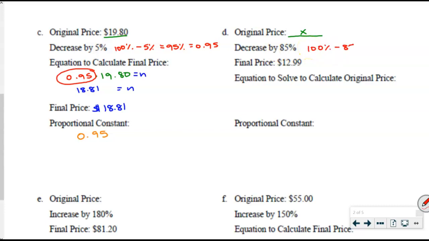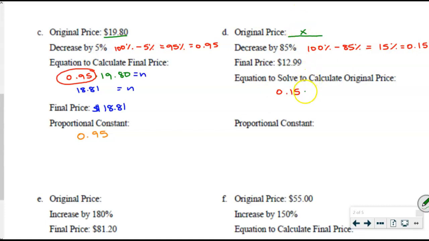Oh, is this the one that you were looking at, Lorea? Yeah, I see. 100% minus 85% is equal to 15%. So what am I going to be using to calculate? The decimal 0.15. What does this mean? Well, it still is 15% of the original. Do I know what the original price is?